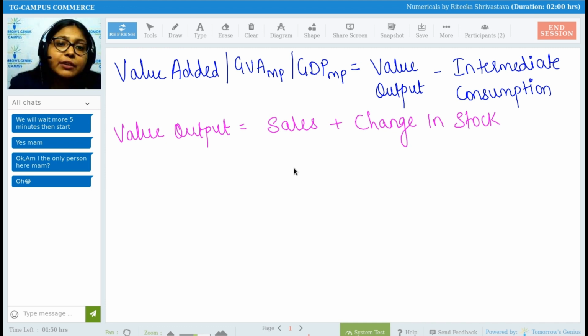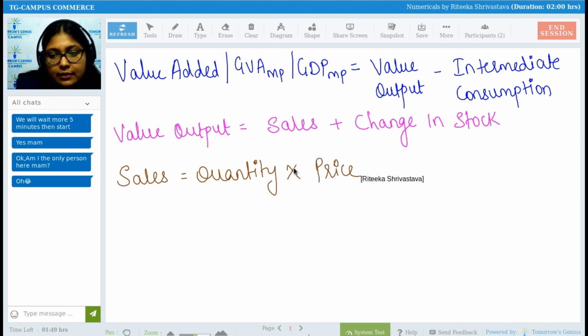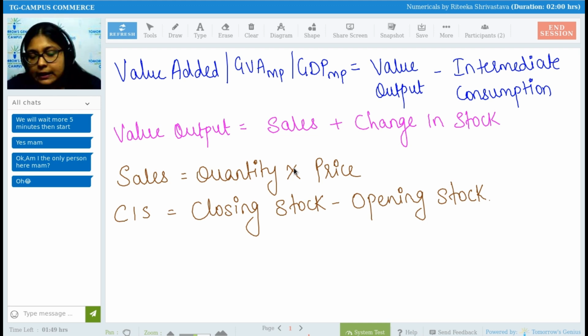Now what if sales is not given to you in the question? So if sales is not given to us, the formula is quantity into price. And what if CIS is not given to you? CIS is nothing but change in stock. So what is the formula for change in stock? Closing stock minus opening stock. Okay, till here everything is clear.